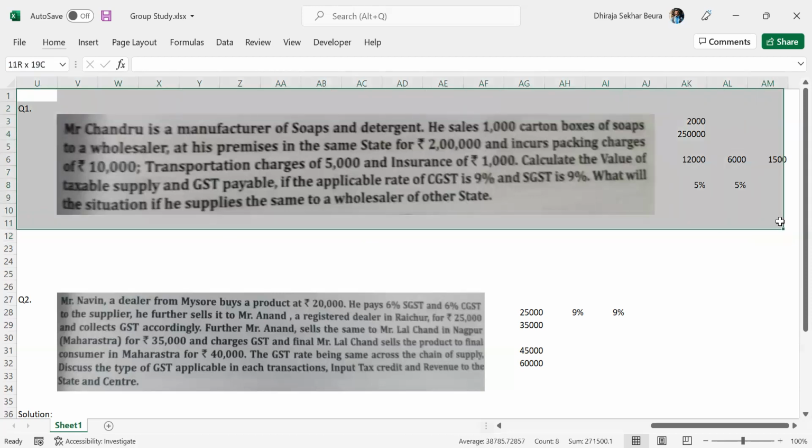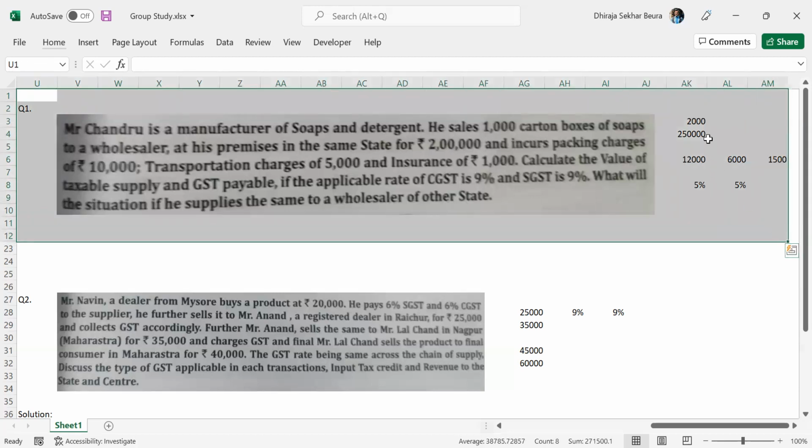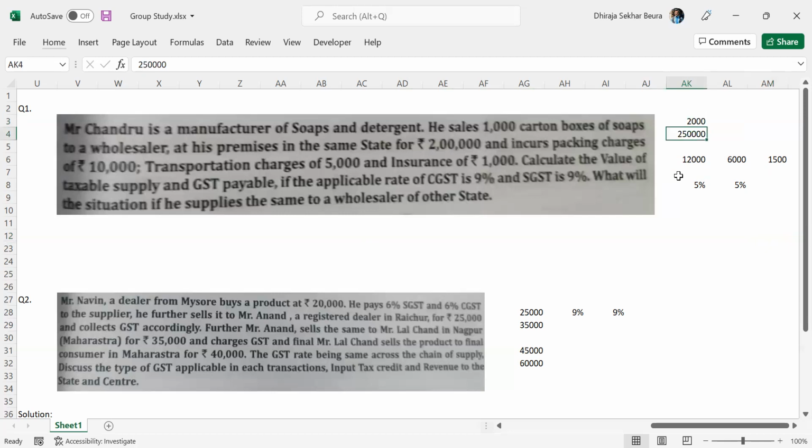So very quickly, this is the same question. I'm talking about this one. I've just modified the numbers a bit. So you have 2,000 cartons now. 2,50,000 is the premises in the same state. 12,000 is the packing charges. 6,000 is the transportation charges. 1,500 is the insurance, and our GST rate is 5%. CGST 5%, SGST 5%, so IGST becomes 10%. Can you please tell me very quickly what is the taxable value of the supply and what is the GST payable?